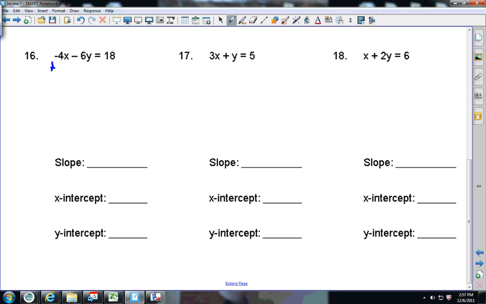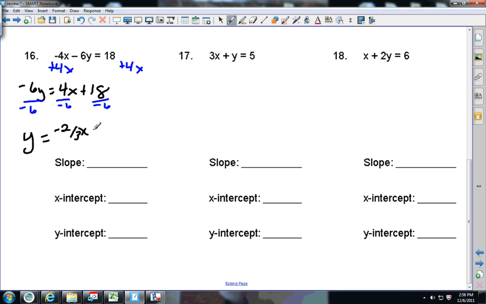On the first one, I would have added 4x to each side. I have negative 6y equals 4x plus 18. Divide by negative 6. Y equals, well, 4 divided by negative 6, if you reduce it, is negative 2/3 x. 18 divided by negative 6 is minus 3. My slope is negative 2/3. My y-intercept is 0, negative 3.